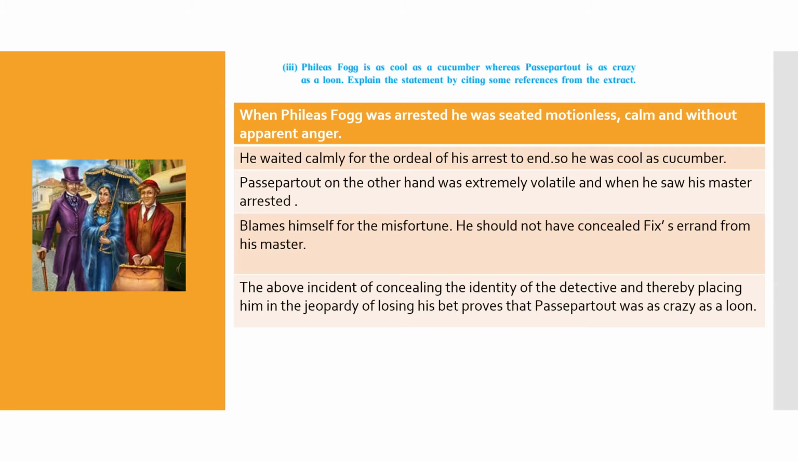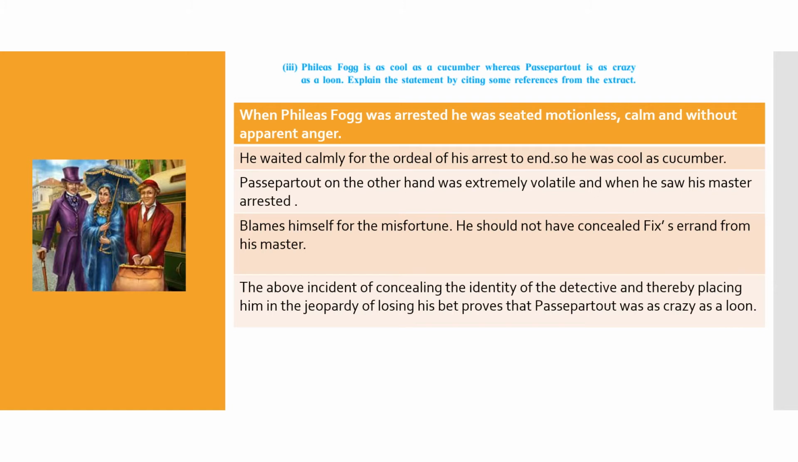However, on the other hand, Passepartout was extremely unstable, volatile, and when he saw his master arrested, he fell upon Fix so that he could not be held back by some policemen. He thought that he himself was the cause of all this misfortune. He thought to himself that he shouldn't have concealed Fix's errands from his master. Now, seeing his master arrested, he feels very bad and miserable. He should have told Mr. Fogg when Fix revealed his true character and purpose.